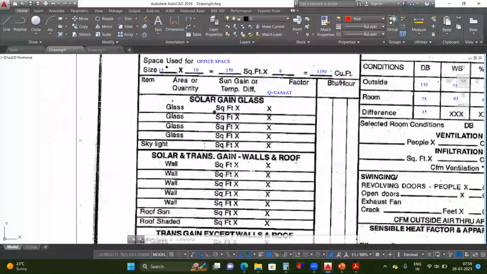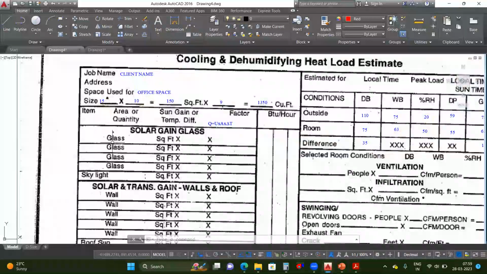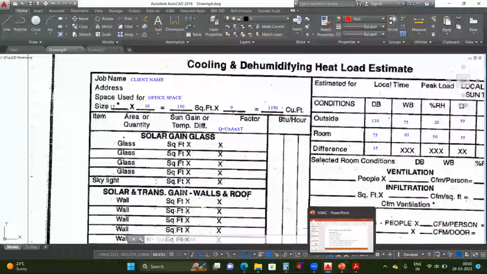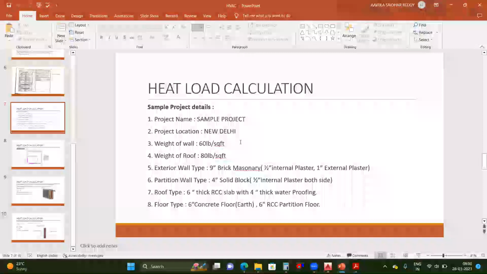So first, for solar gain through glass, we need to take the U value. We will enter the U value here, the square feet here, and delta T here. First I will write the square feet of the glass. So how do we take the square feet of the glass? For this we need to go to our drawing.